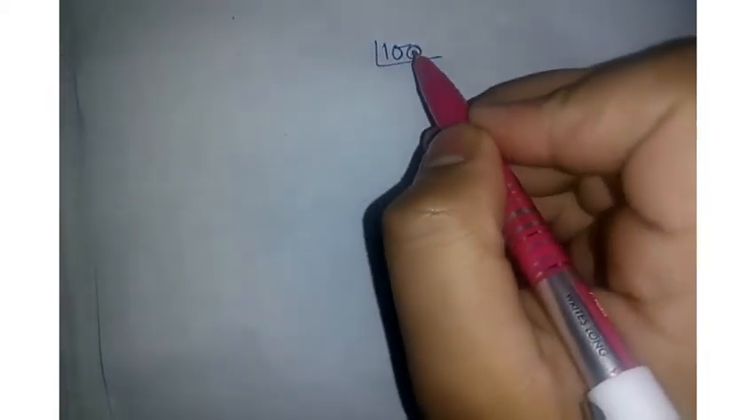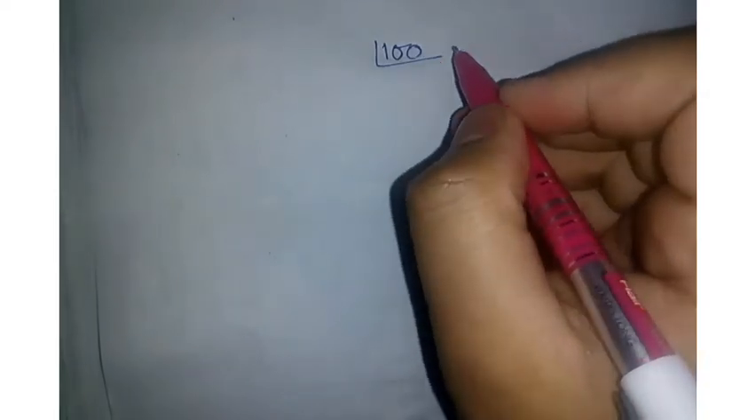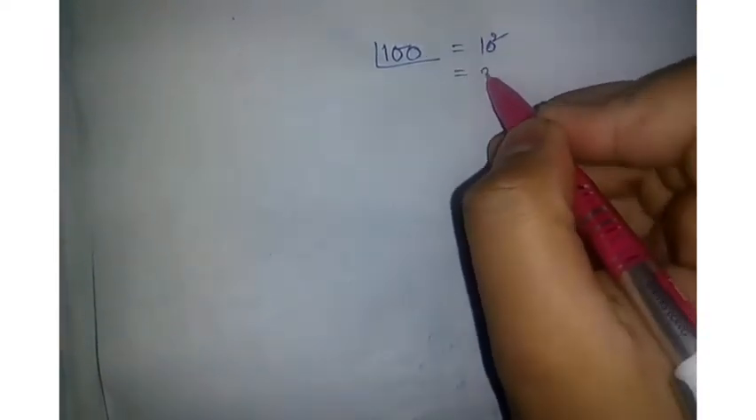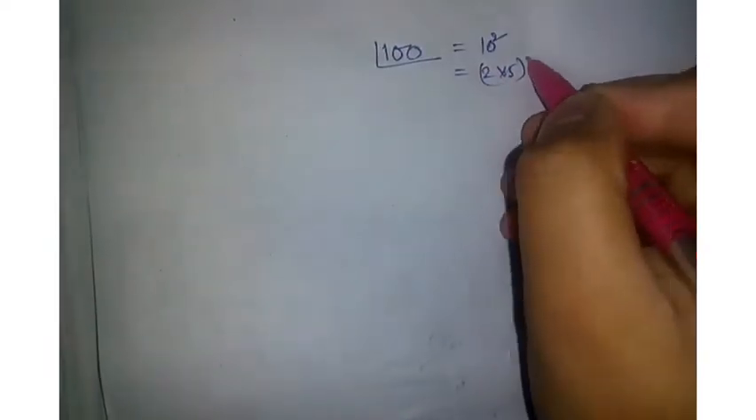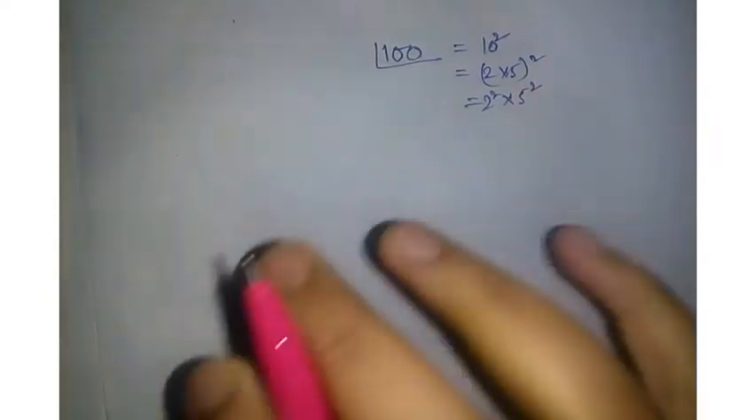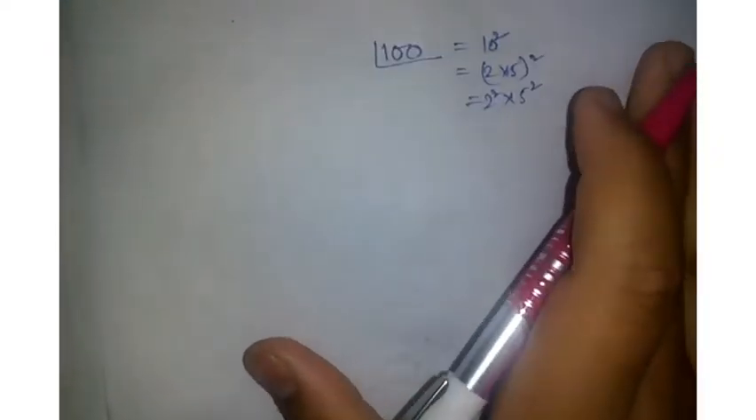So if I do the prime factorization of 100, I do not need to do it. I can only tell that it is 10 square. So 10 is 2 into 5 whole square. So it is 2 square into 5 square. Done. So this is the prime factorization of 100.